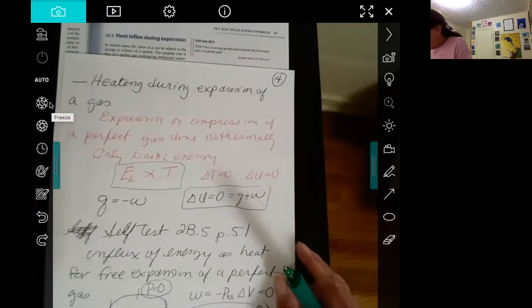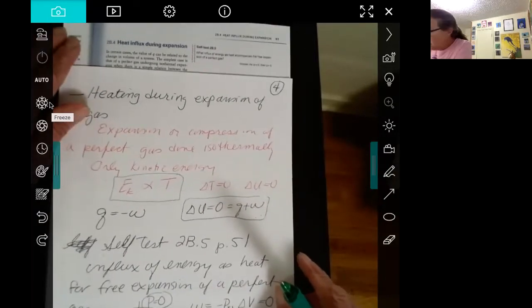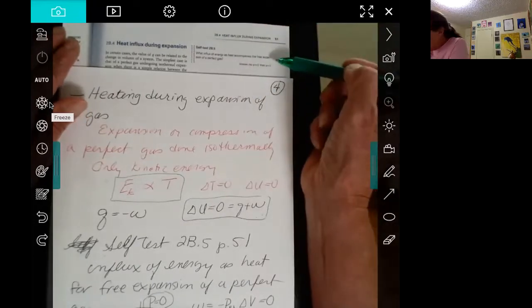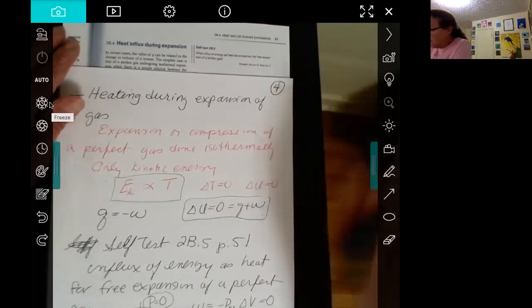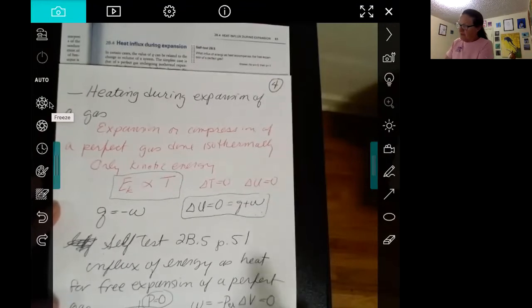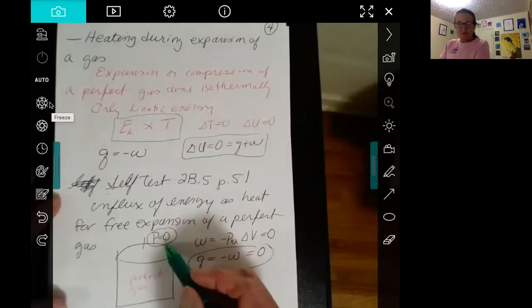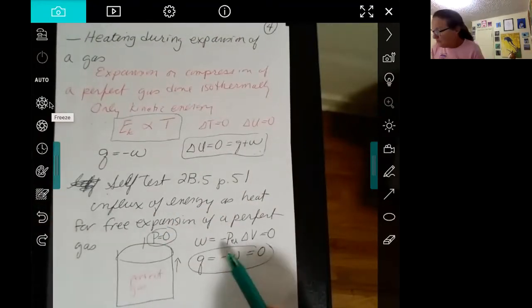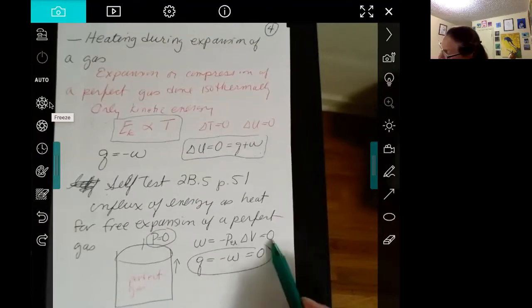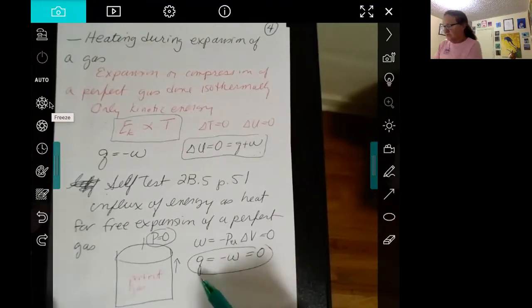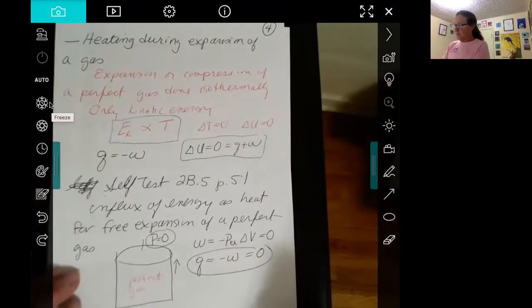So when you look at this self-test, what influx of energy as heat accompanies the free expansion of a perfect gas? Free expansion means that external pressure is 0. If external pressure is 0, then there's no work. If there's no work, there's no heat, and so it's 0.